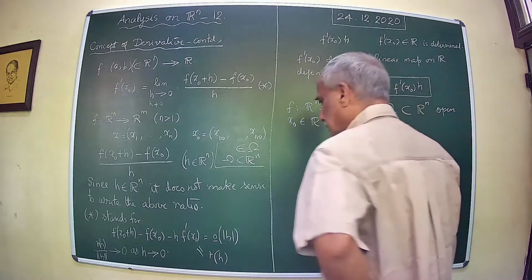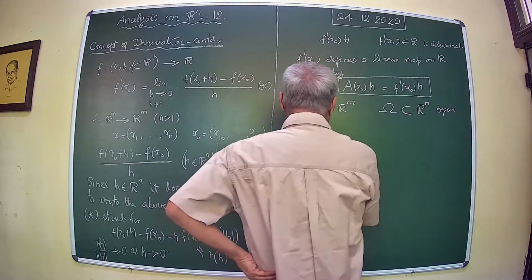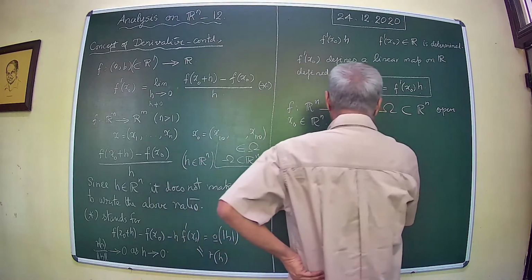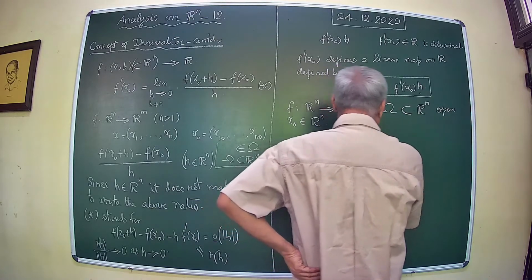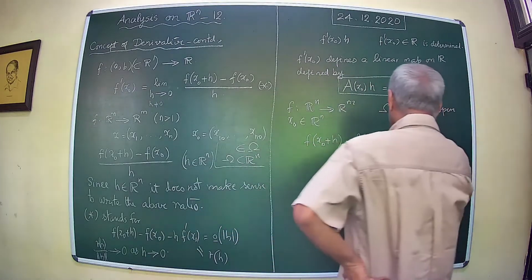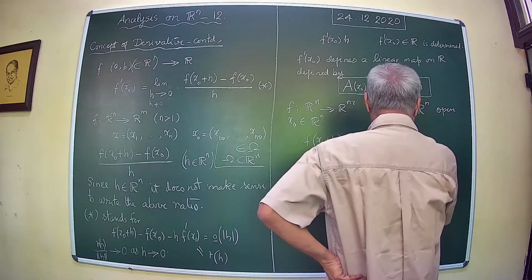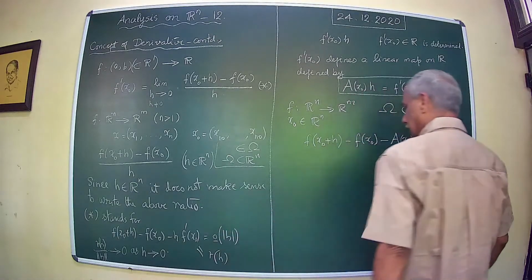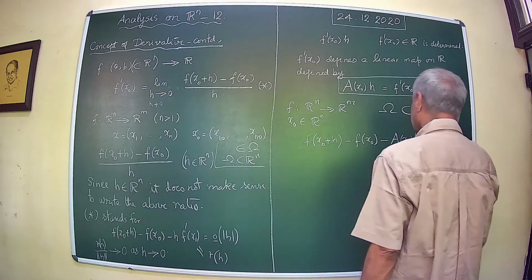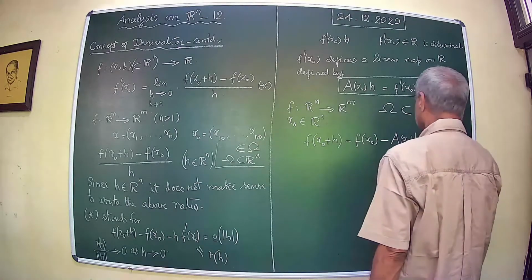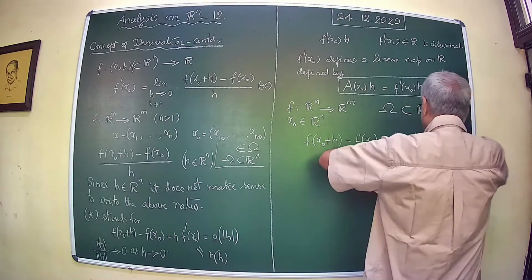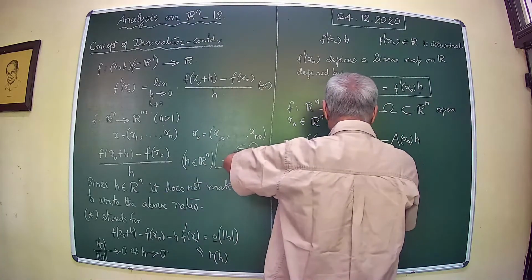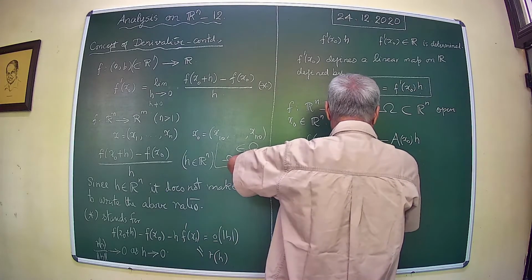So we can, you see that f of x naught plus h is a vector in Rm, minus f of x naught is again a vector in Rm, minus A at x naught multiplied acting over the vector h. So what do you need for A x naught? You know that h belongs to Rn.